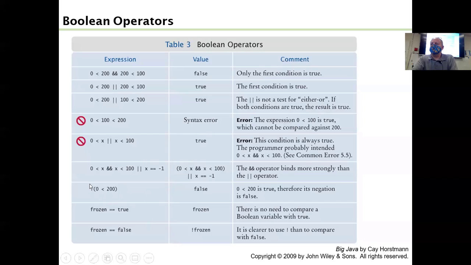Three more to go. If not 0 is less than 200. 0 is less than 200 returns true, but then the not operator inverts it to false. So 0 is less than 200 is true, therefore its negation is false.